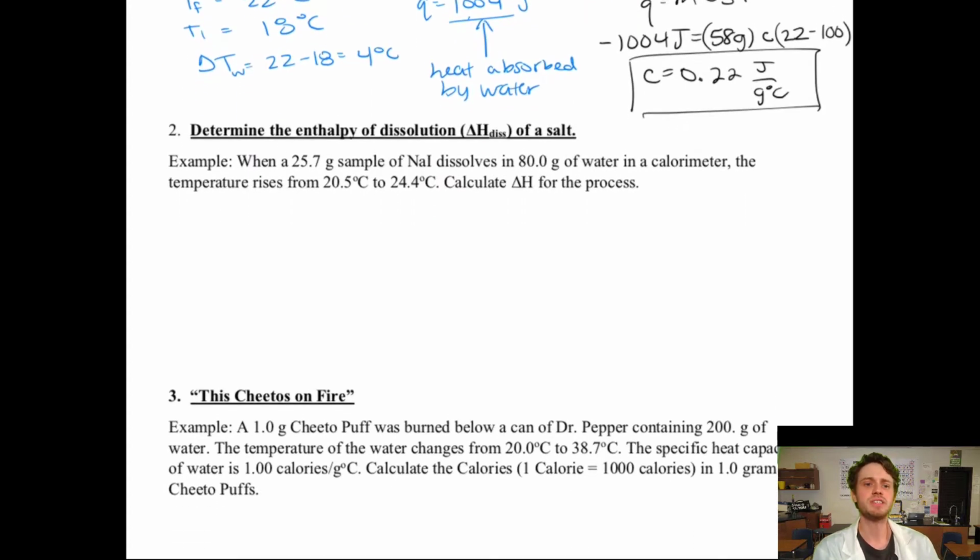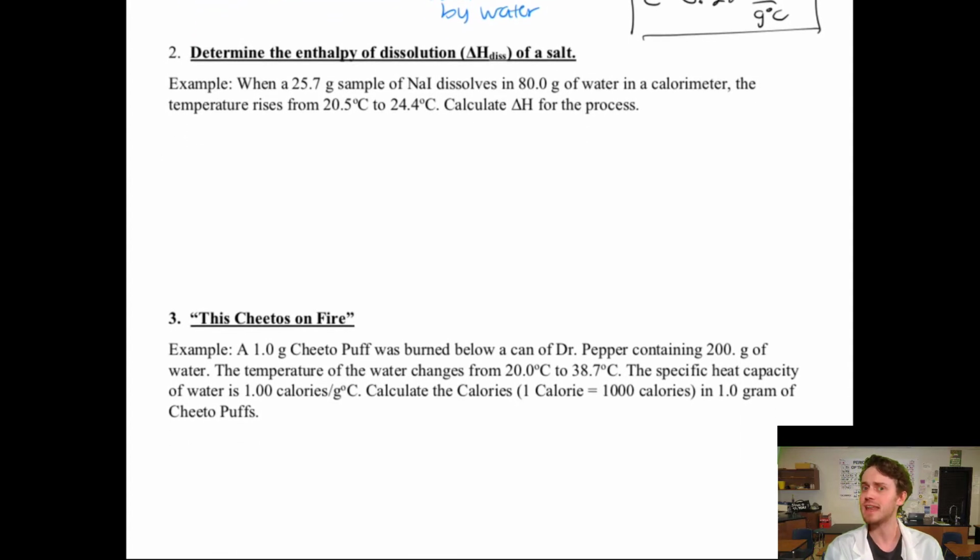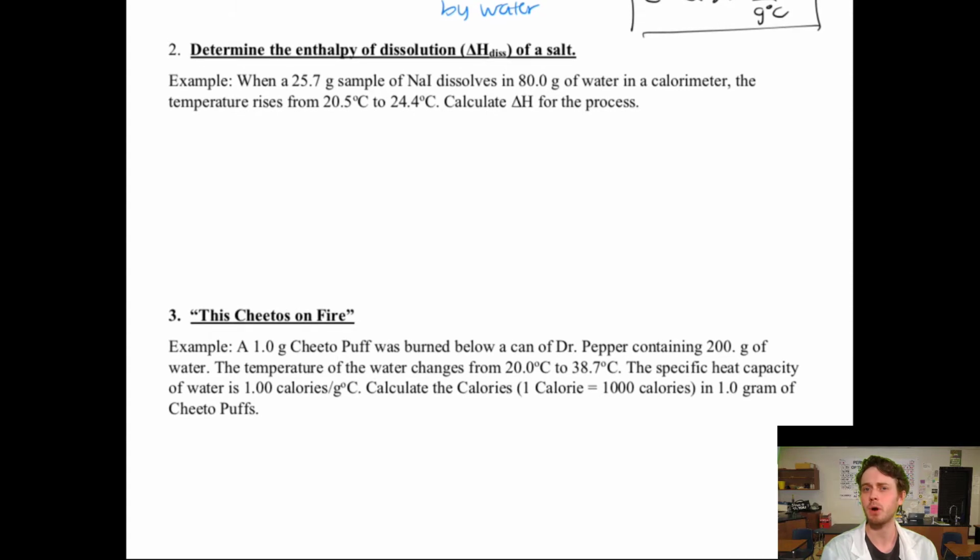The next type that I'm going to look at is determining the enthalpy of dissolution of a salt. Now this is probably the most important part of the video for you because your assignment on Canvas has you doing this calculation, I believe, with 4 different salts. So this is an important one to kind of realize.